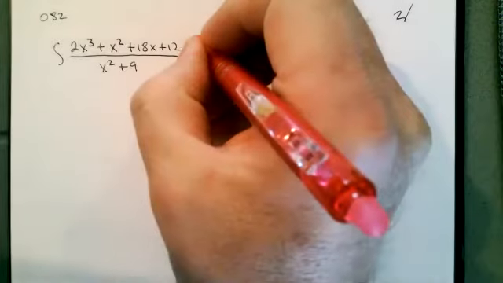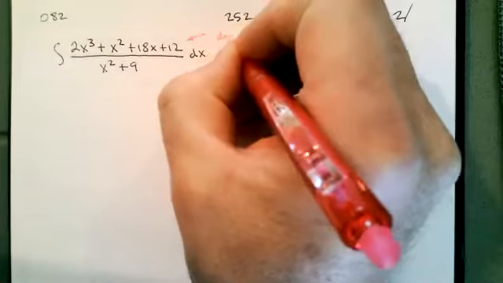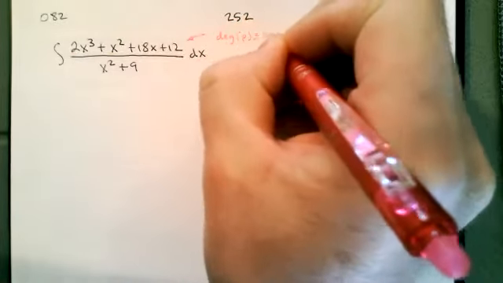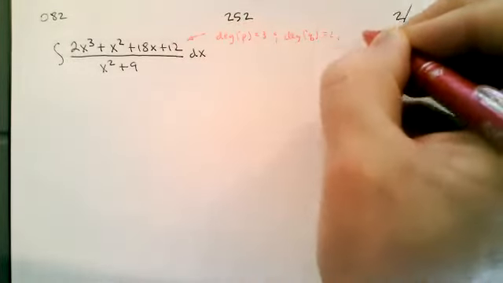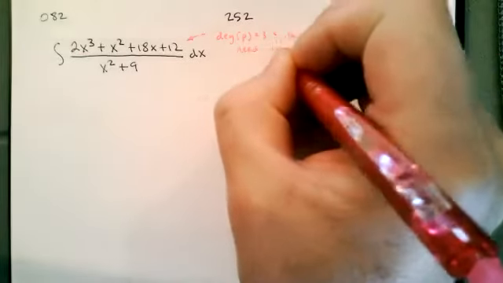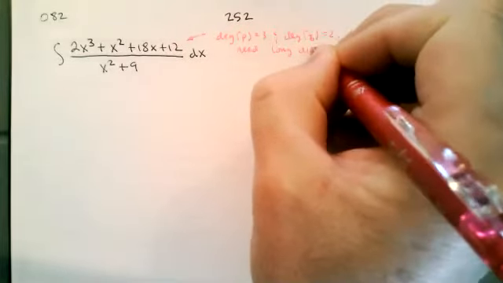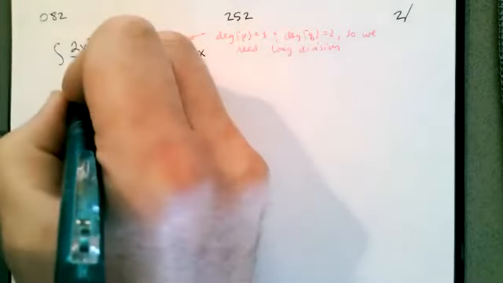First, we're going to need long division. So the degree of P is 3, and the degree of Q is 2. So we need long division. We notice that Q is quadratic with complex zeros. So we're going to get arctangents and natural logs.